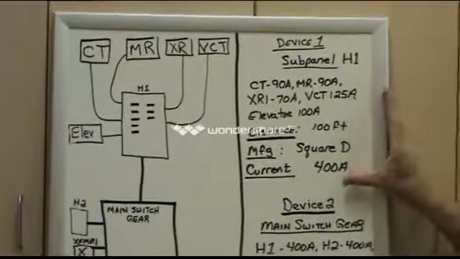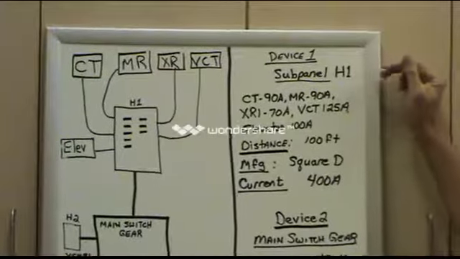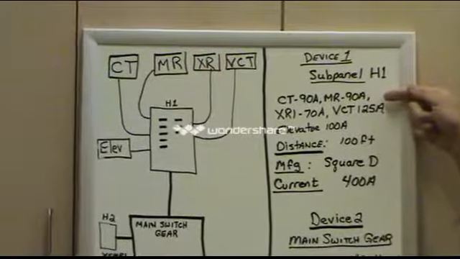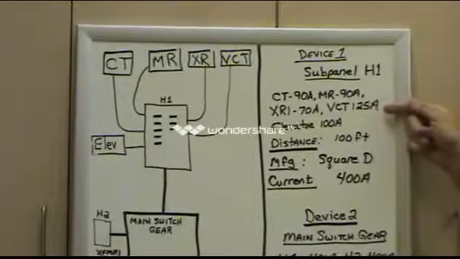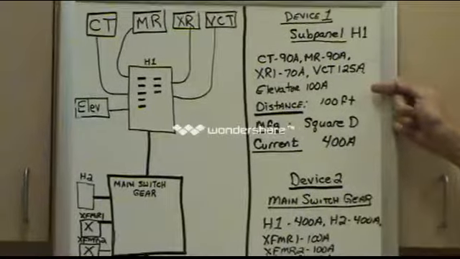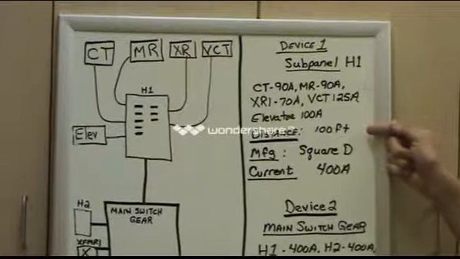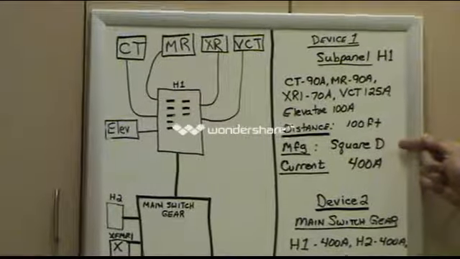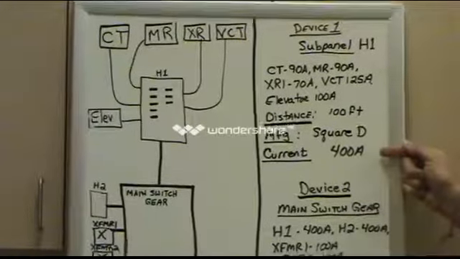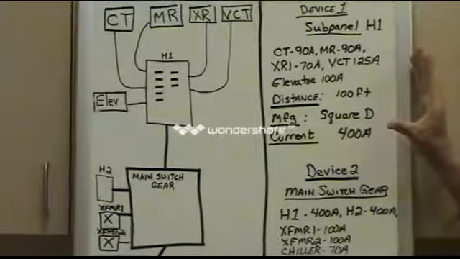How you would write that down would be in this section right here. Under device 1, we'd say it's a sub-panel. The name is H1. We have a CT at 90 amps, an MR at 90 amps, an X-ray machine at 70 amps, a VCT at 125, and an elevator that's 100 amps. It'll ask for the distance, which is approximated at 100 feet. The manufacturer of the panel is Square D, and the current rating of the panel is 400 amps. So that gives me an idea of what's going on within the facility.